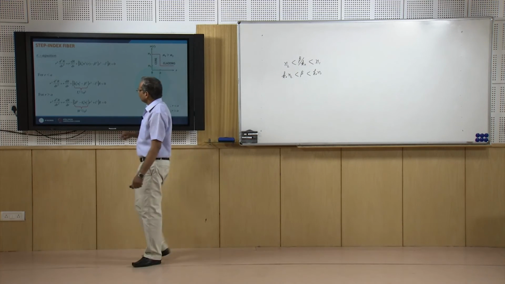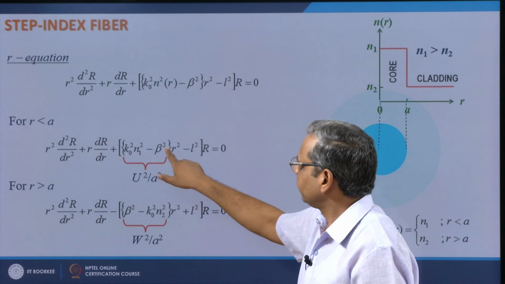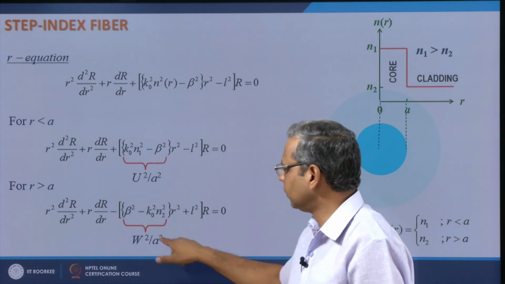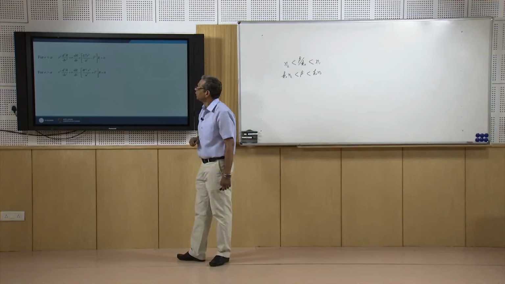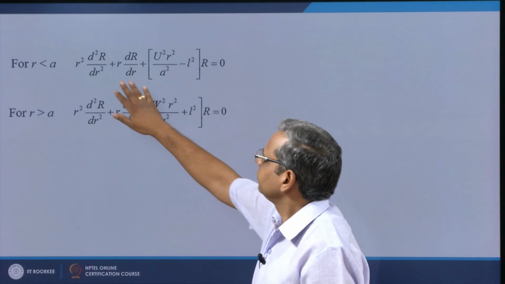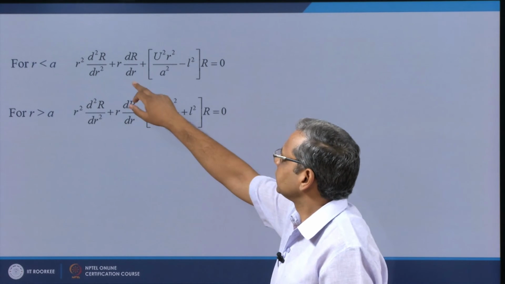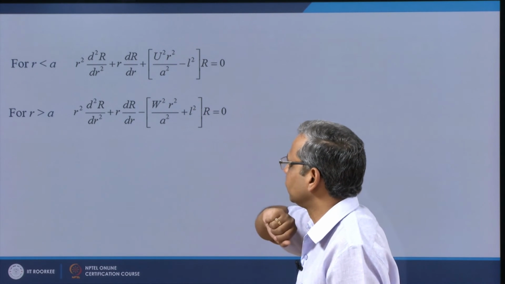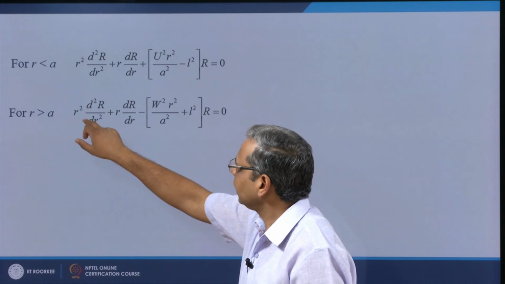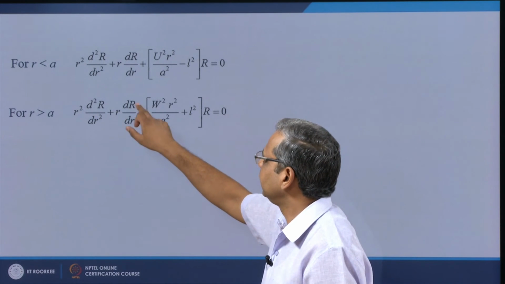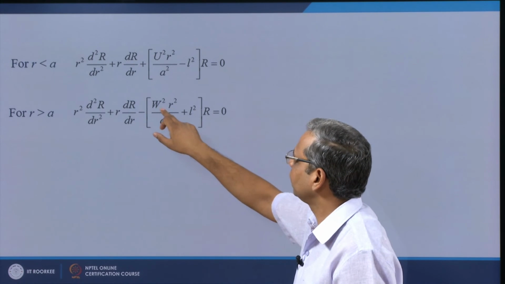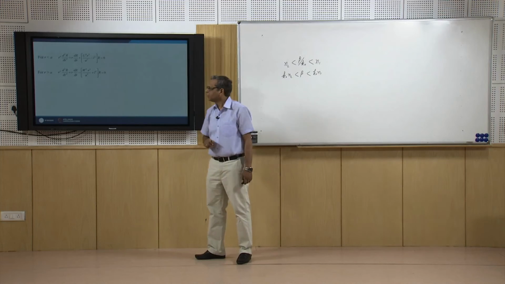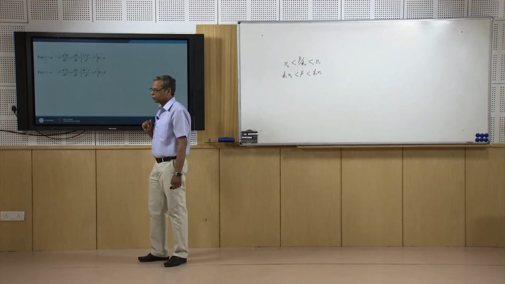Okay. So let me define this k naught square n1 square minus beta square as some u square over a square, and this as some w square over a square. So these equations now become r square d2R over dr square plus r dR over dr plus u square r square over a square minus L square times R is equal to 0 in the core, and in the cladding r square d2R over dr square plus r dR over dr minus w square r square over a square plus L square times R is equal to 0. So now I have these two equations, I have to solve them.